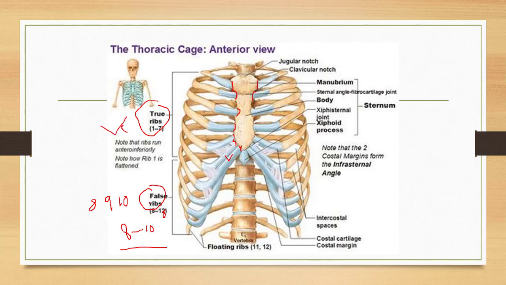The first one is vertebrosternal ribs. The second one is vertebrochondral ribs. And the last ones, 11 and 12, are not attached with the sternum. So they are floating ribs, also referred to as vertebral ribs. So we have seen there are basically three types of ribs. The first is true ribs from 1 to 7, false ribs from 8, 9, 10, and the last two, 11 and 12, are called floating ribs or vertebral ribs.